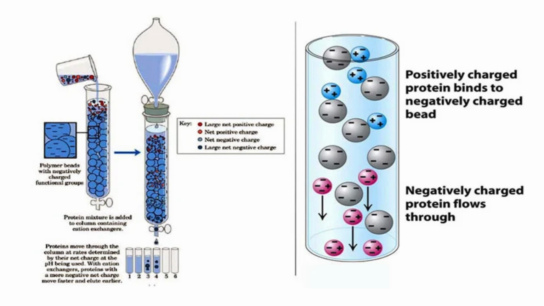Here, as we can see for IEC, positively charged protein binds to negatively charged beads. These are the beads, the negatively charged gray ones, and the proteins bearing more positive charges are bound to them. In contrast, the negatively charged proteins, with less positive but more negative charges, easily flow through the column.